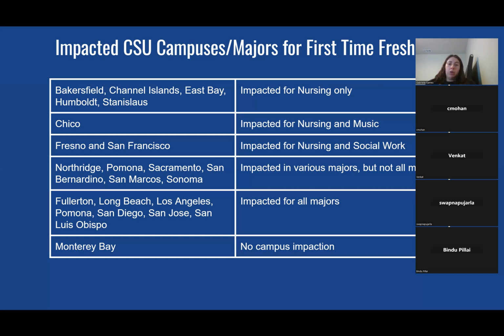For Chico, impacted for nursing and music. For Fresno and San Francisco, they're impacted for nursing and social work. For Northridge, Pomona, Sacramento, San Bernardino, San Marcos, Sonoma, impacted in various majors. Fullerton, Long Beach, Los Angeles, Pomona, San Diego, San Jose, San Luis Obispo, they're impacted for all majors. So that's something you want to keep an eye out for if you're going to be applying to those schools. And then Monterey Bay, no campus impaction.